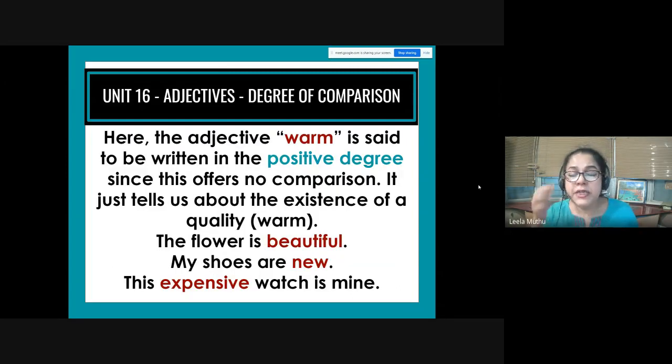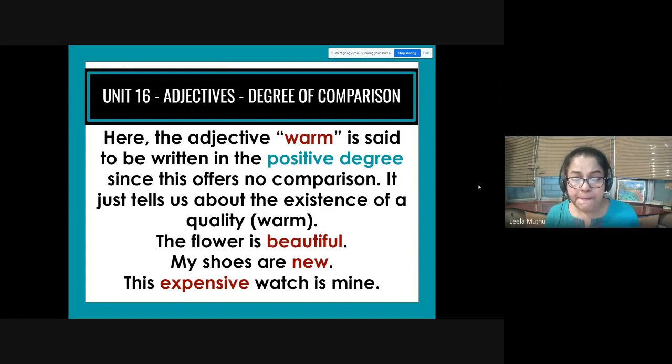So here the adjective warm is said to be written in the positive degree, since this offers no comparison to any other noun of its kind. It just tells us about the existence of a quality in something. For example, I'm tall. Leela ma'am is tall. It is the quality that I have of being tall. So the adjective tall is being used in the positive degree.